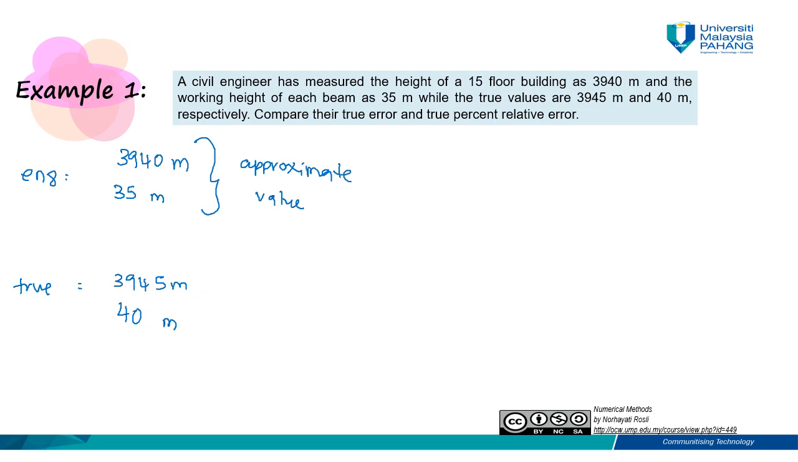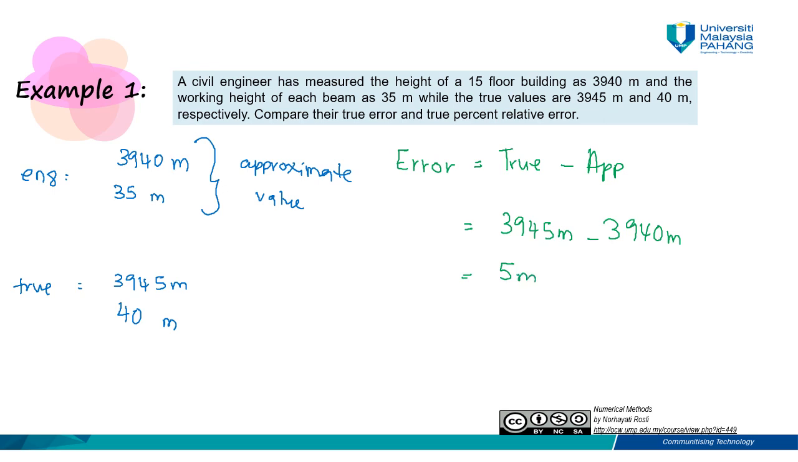So what is the error? How to calculate error? Error is equal to true value minus approximate value. So for the height of the building, the true value is 3945 meter, and the approximate value that the engineer measured is 3940 meter. So what is the error? The error is 5 meter.